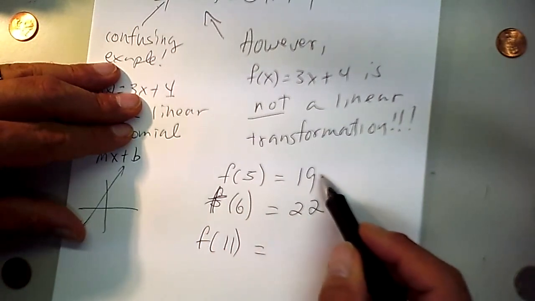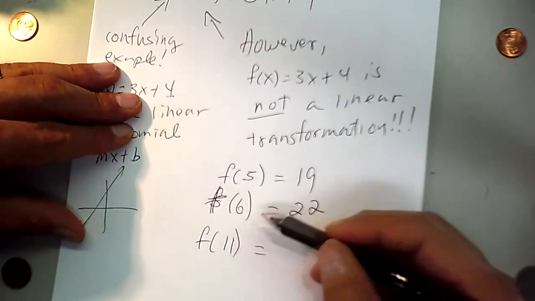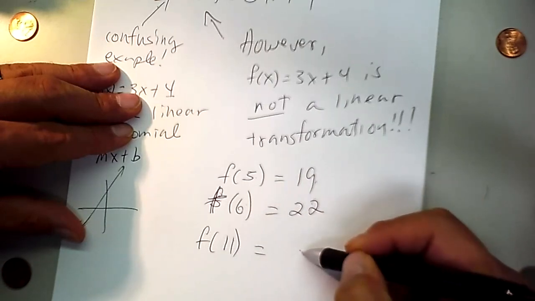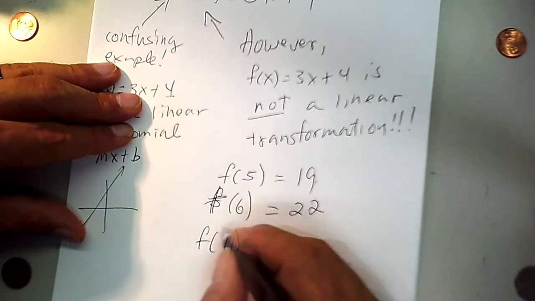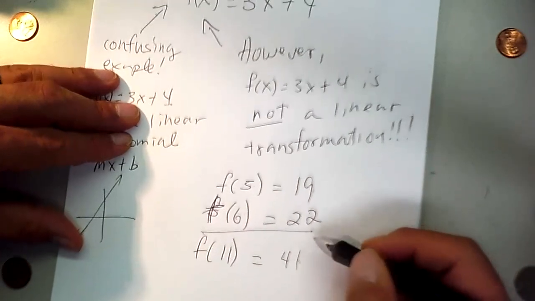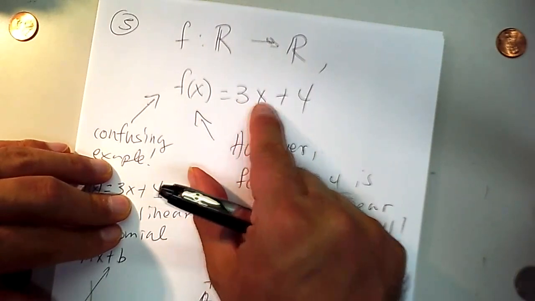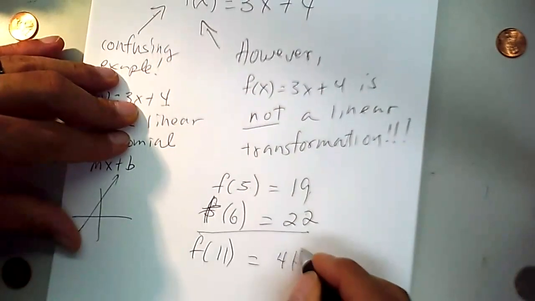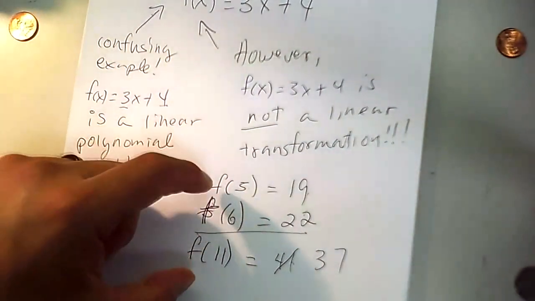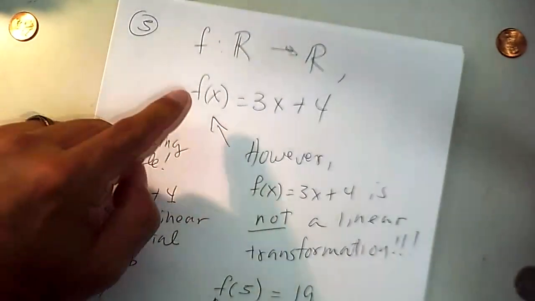Now, somebody may think it is 41, because 5 plus 6 is 11, and that means when you add those together, you get this answer, 41. Isn't it? Let's put a line here and 41, an addition. No, it's not. Think about that. 3 times 11 is 33 plus 4 is 37. That's one of the reasons, but one is enough. This is sufficient reason for this transformation, this function, not to be linear.